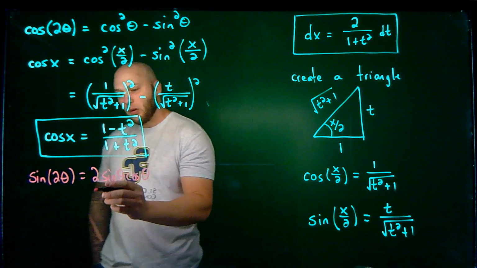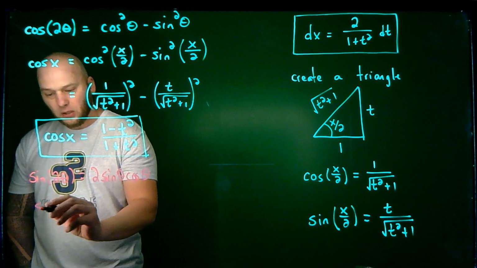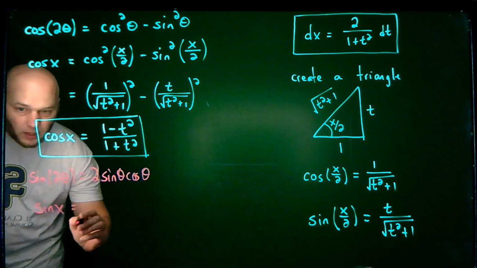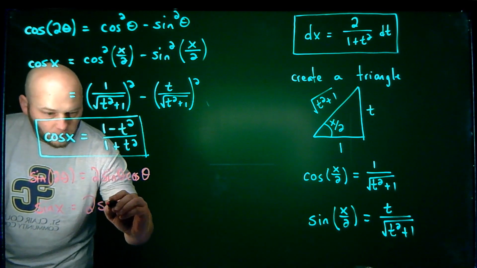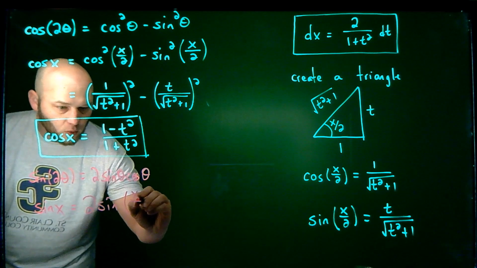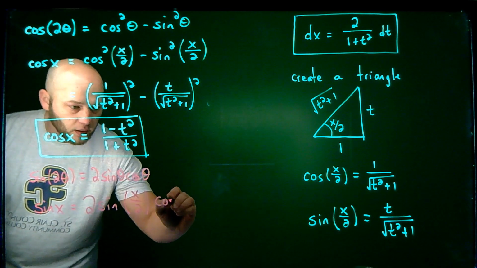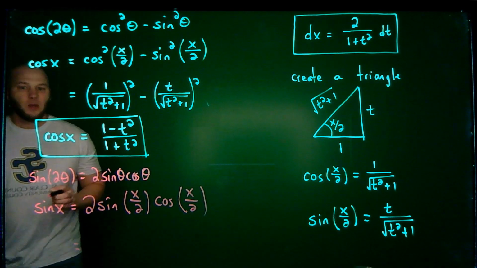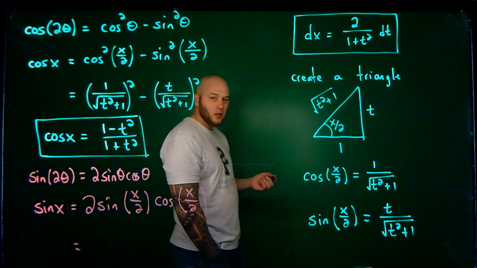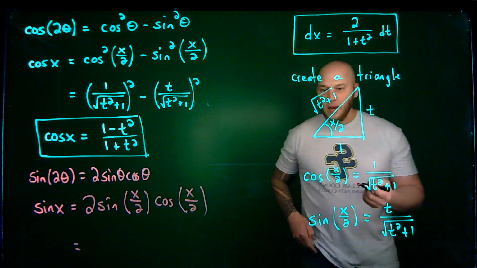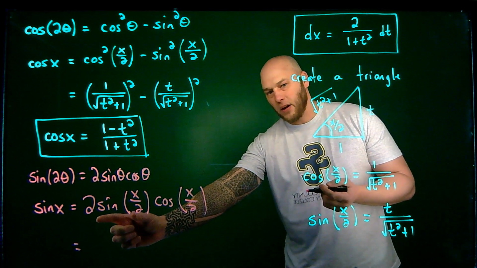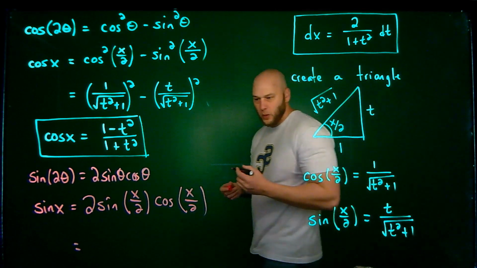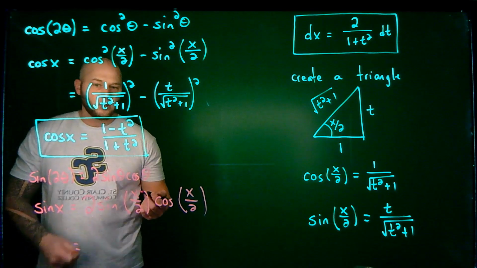That means if I was to replace 2 theta with x, sine of x is going to be equal to, well, notice that this would be 2 sine x over 2, and then cosine of x over 2. Okay? So sine of x would be 2 sine x over 2, cosine x over 2, and again, I can replace this sine of x over 2 with this expression and cosine of x over 2 with this expression, which would give me then the sine of x in terms of t.